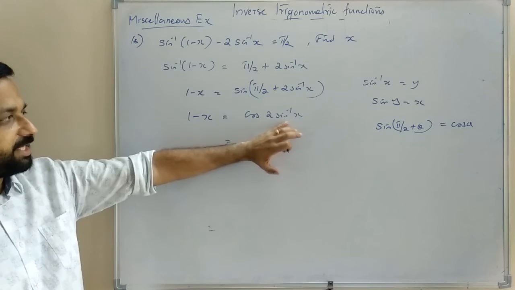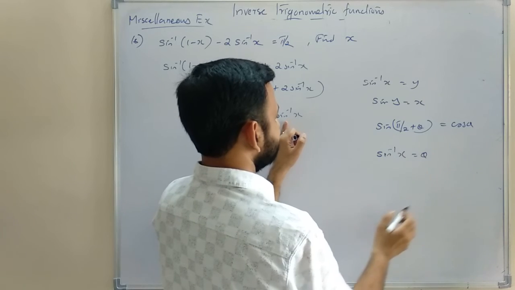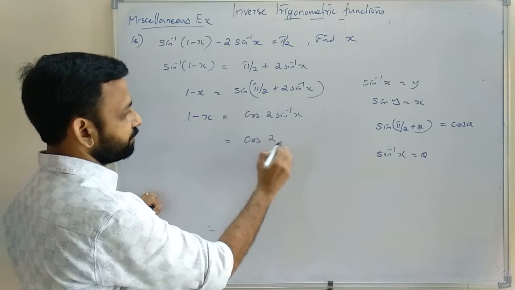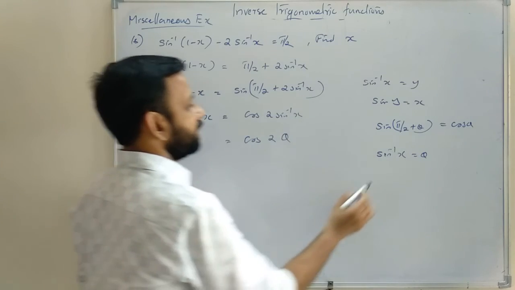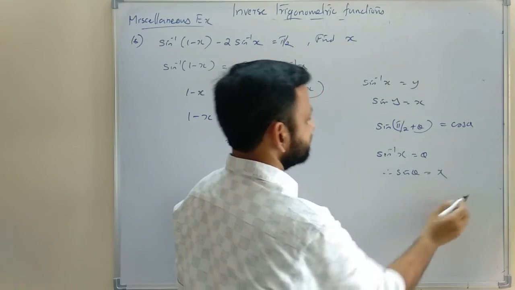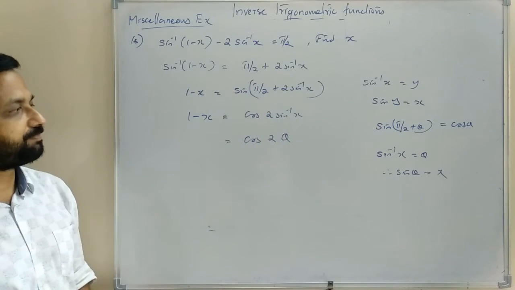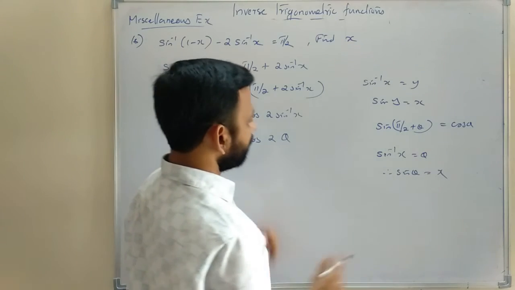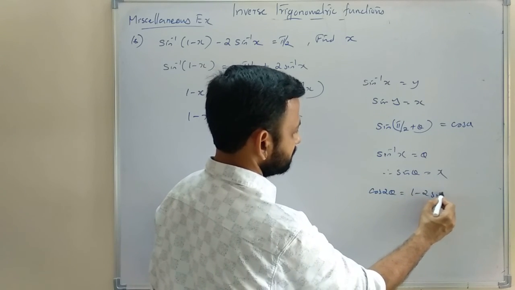Now we can take sin inverse x is equal to theta. Therefore cos of (2 sin inverse x) can be replaced by cos 2 theta. If sin inverse x is equal to theta, then sin theta is equal to x. So here we got cos 2 theta. Cos 2 theta is 2 cos square theta minus 1 or 1 minus 2 sin square theta. So we can write cos 2 theta as 1 minus 2 sin square theta.